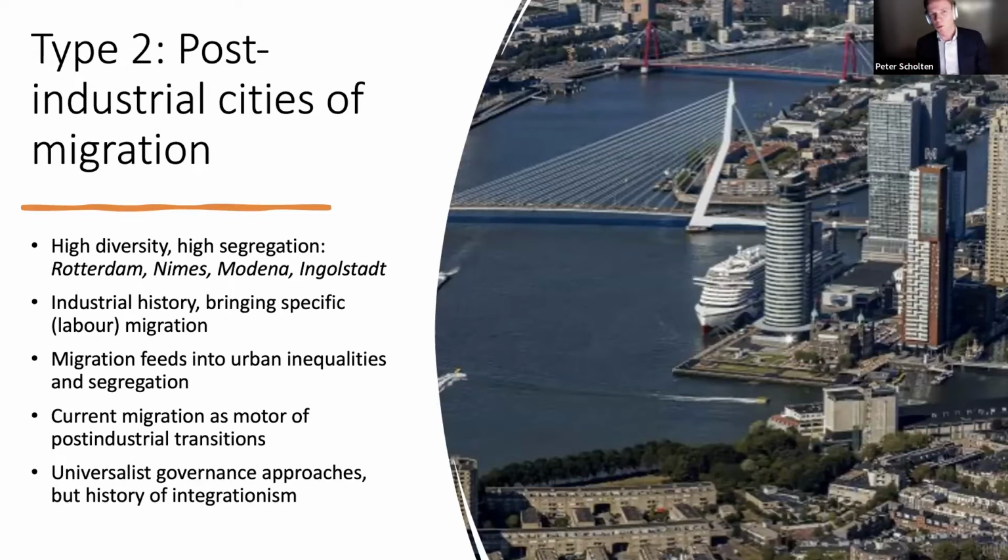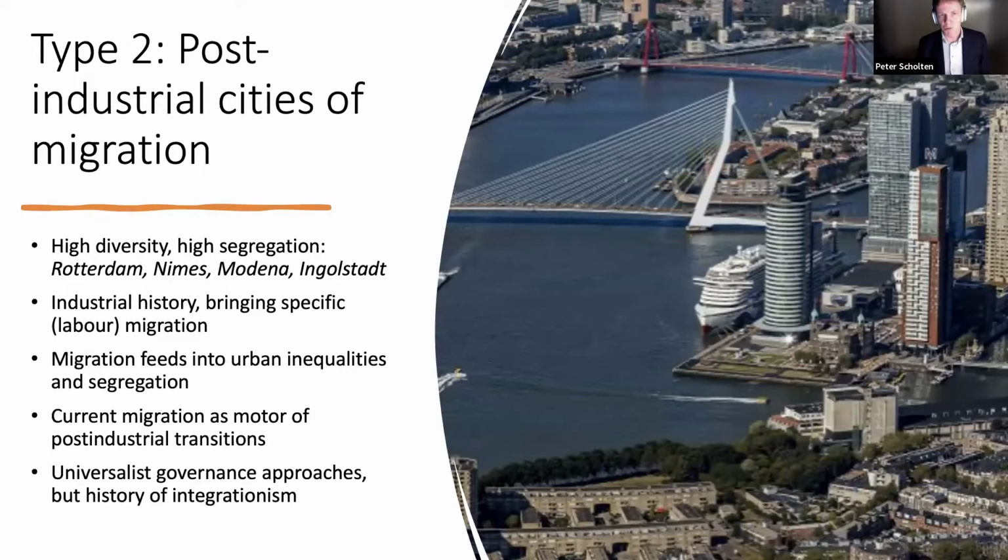For instance, what we saw in almost all post-industrial cities is a clear segregation between working class and non-working class neighborhoods, with which migration has clearly echoed. So migrants tended to settle in those neighborhoods that were traditionally the working class neighborhoods, leading to spatial segregation and also to lack of intercultural contact, like we have seen to a higher degree in the type 1 cities. So here we see some diversification going on now, with current migration often being a motor of their post-industrial transitions.